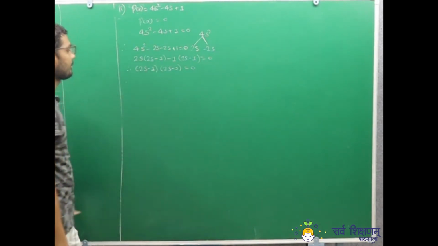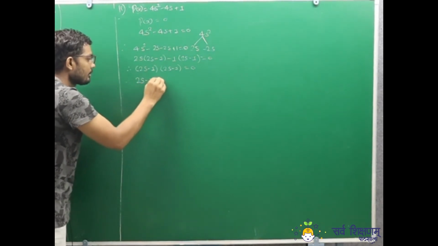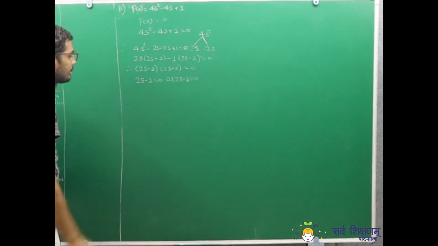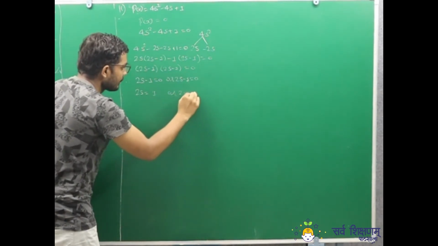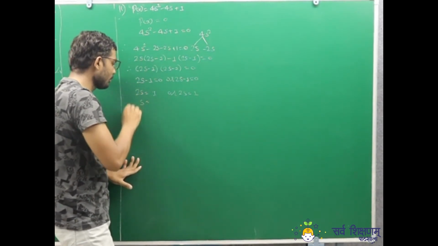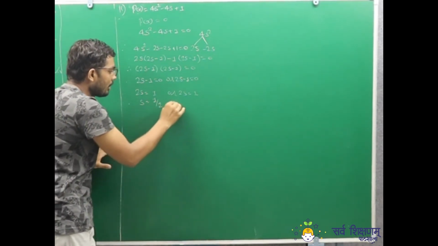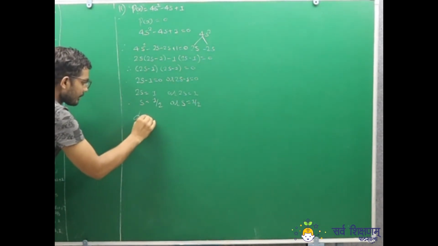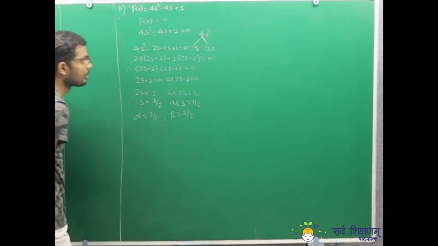Therefore we can say that the first bracket is equal to 0 or the second bracket is equal to 0. Therefore 2s minus 1 is equal to 0 or 2s minus 1 is equal to 0. 2s is equal to plus 1, and s is multiplication, therefore 2 goes to the right hand side of the equal sign and becomes division. Therefore s is equal to 1 by 2. Here alpha is equal to 1 by 2 and beta is equal to 1 by 2.